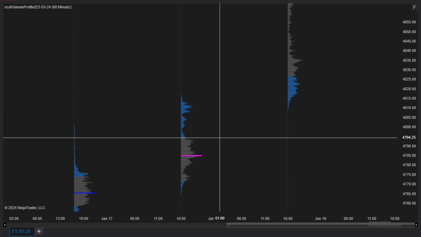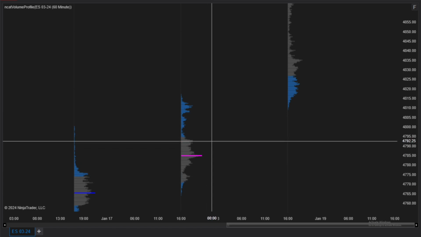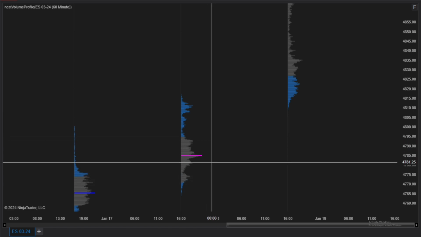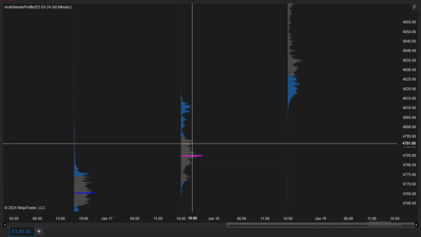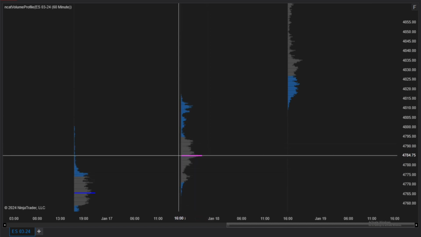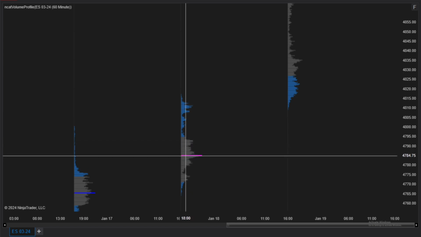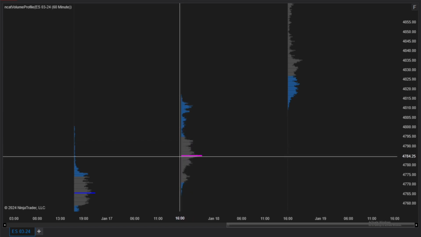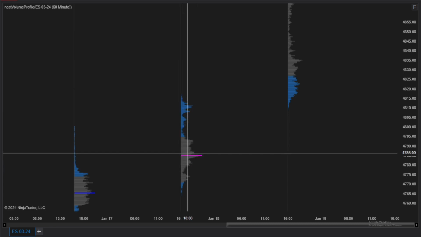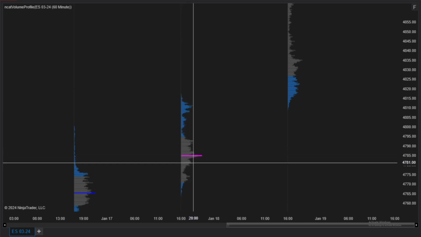If it's within the value area, you can expect the market to be slower and more choppy, and it's not really ever a good idea to take a trade within the middle of this value area. That's just a basic rule that I have.